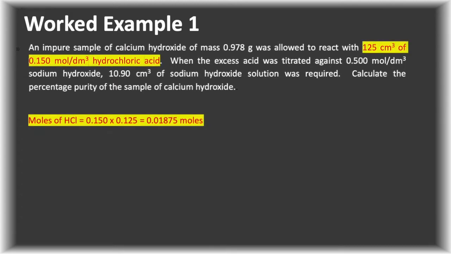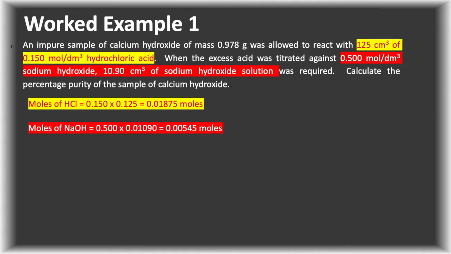So first thing we need to do is look at the information we've been given, and we can immediately work out how many moles of HCl we started with by multiplying the concentration by the volume, remembering to convert the volume into decimeters cubed by dividing by 1000. So we can find our moles of NaOH by multiplying the concentration by the volume of the titer, remembering to convert that into decimeters cubed by dividing by 1000, and we find we have 0.00545 moles of sodium hydroxide.